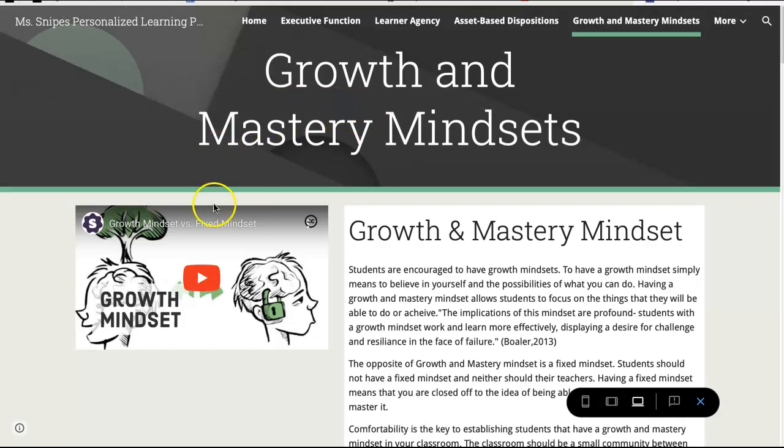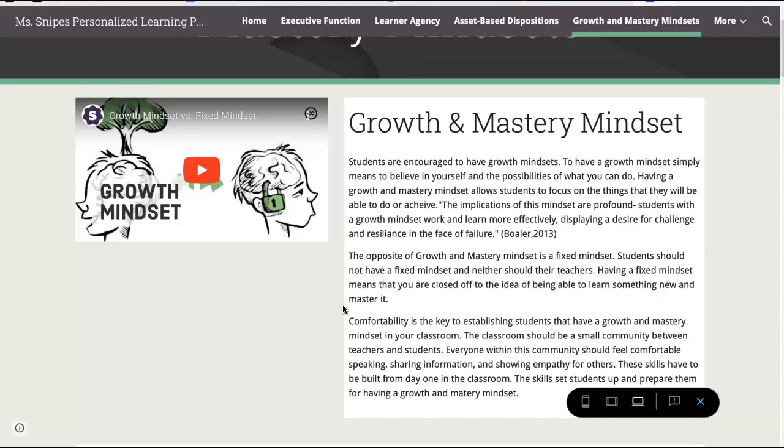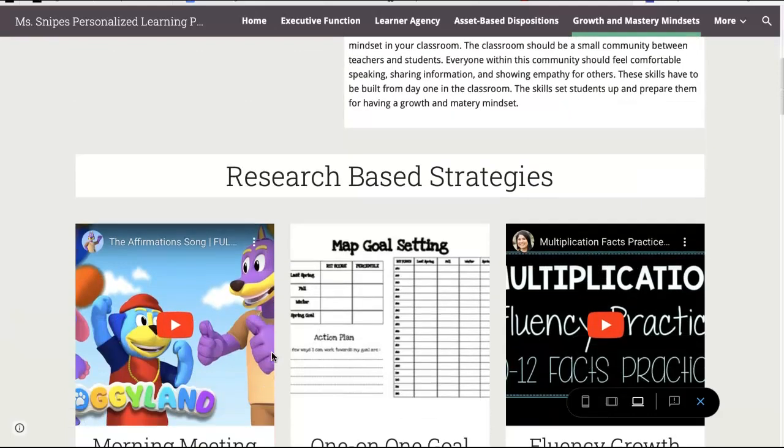In my classroom, we talk a lot about growth mindset. Students are encouraged to have growth mindset in my class, and it simply just means to really believe in yourself and what you can do. In my classroom, we believe in the power of yet, which means we may not have it right now, but that doesn't mean we won't have it eventually or sometime soon.